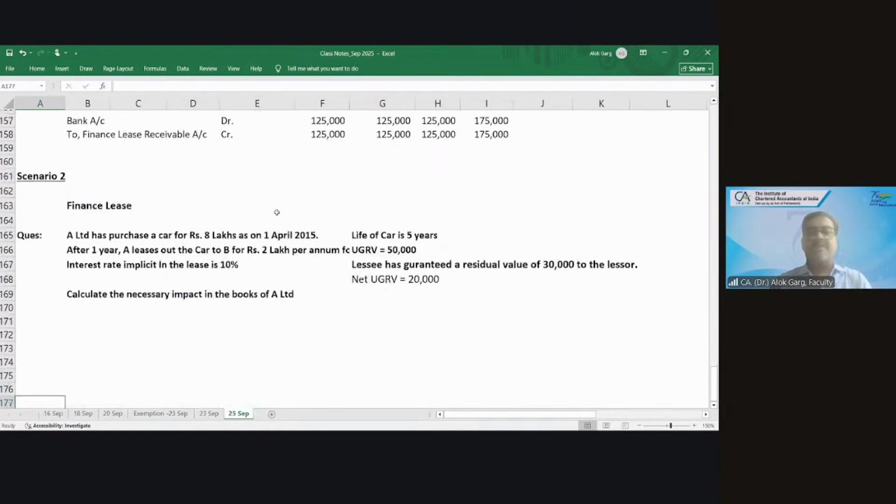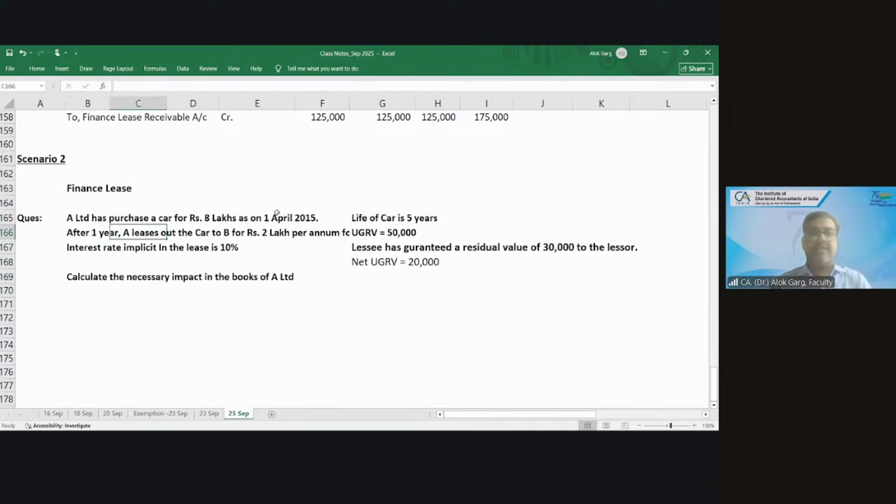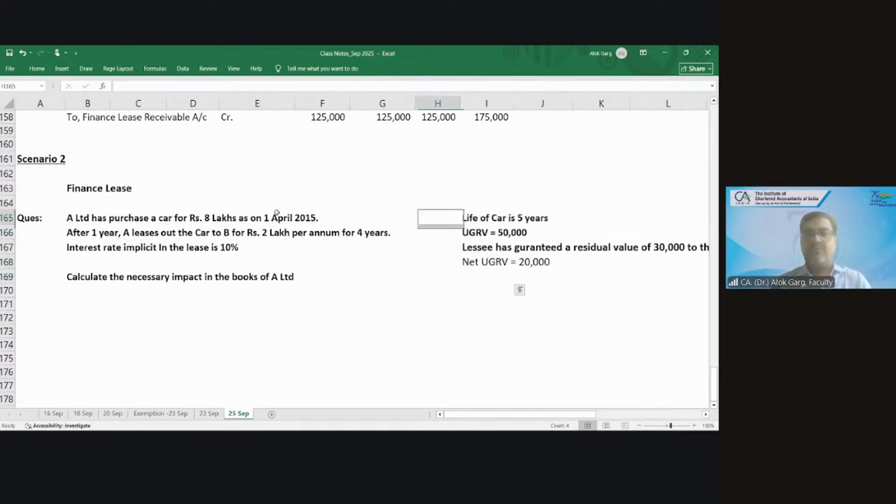What is my scenario number 2? In scenario number 2, A Limited has purchased a car for rupees 8 lakh on 1st April 15. Same. After 1 year, A leases out the car to B for rupees 2 lakh per annum for 4 years. What I have changed here is the lease payment, from 1.25 lakh to 2 lakh per annum.